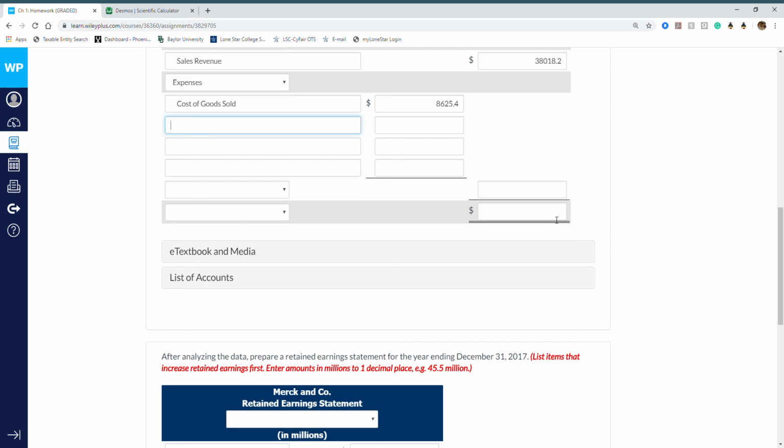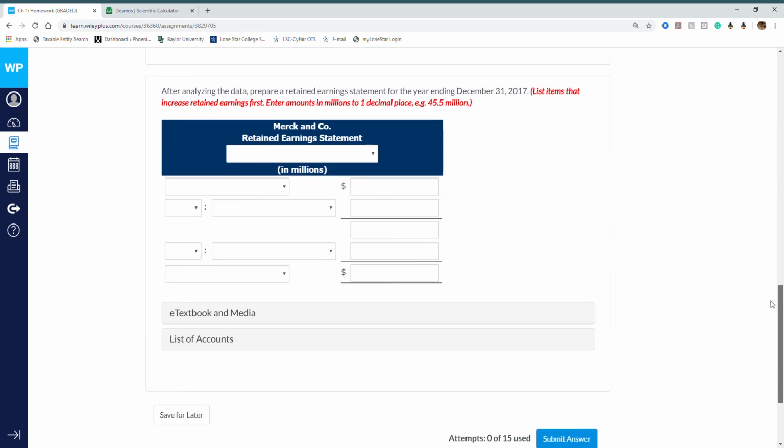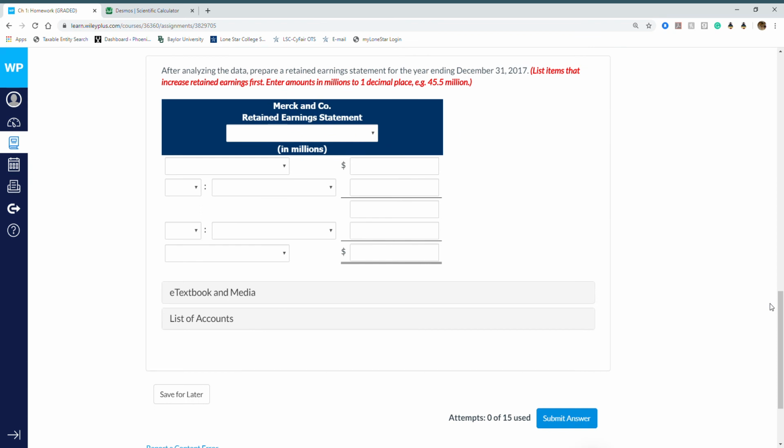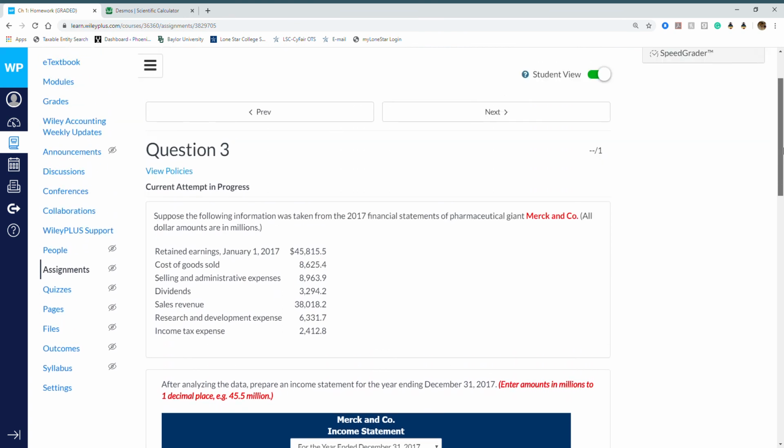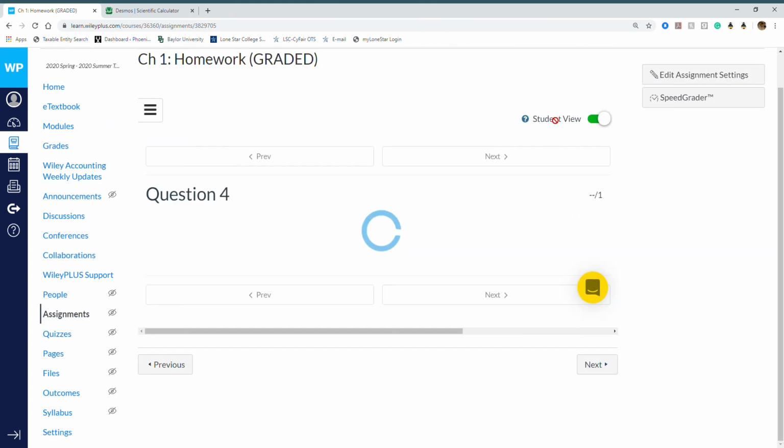Then find your net income, and then go ahead and do the retained earnings. Again, remember, add net income, subtract out dividends. That's it. Okay? Let's see, question 4.